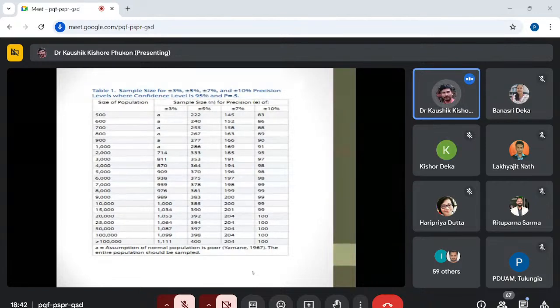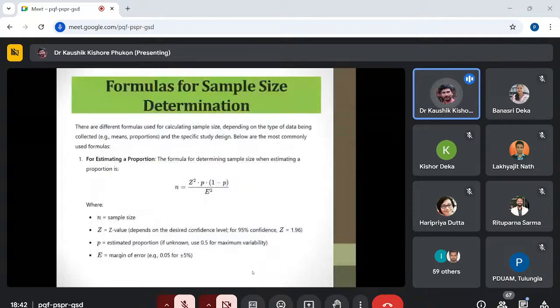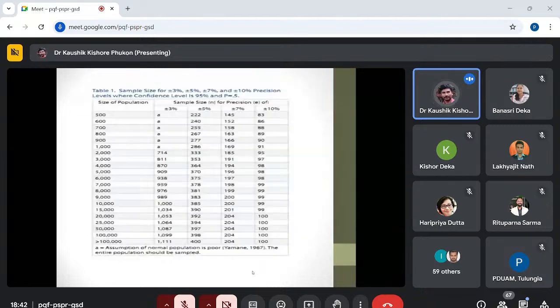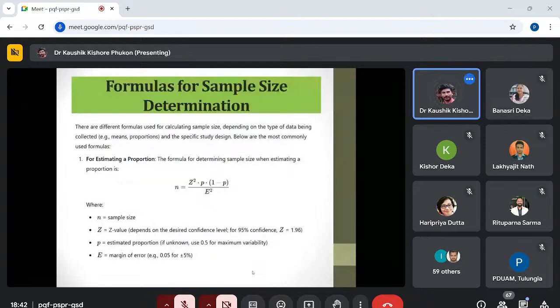You can see this from the table given by Yamane. Okay, you can find this table anywhere. If you search on Google, you will find it. Okay, available. After this table, let us move to the formula.